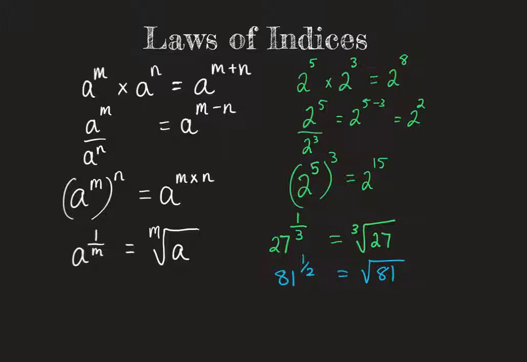This one doesn't have the little number up in the root sign here, but that 2 is used so often that it's just sort of ignored. So we assume that if you just see a square root, it's going to be 1 over 2. So that's going to be the square root of 81.